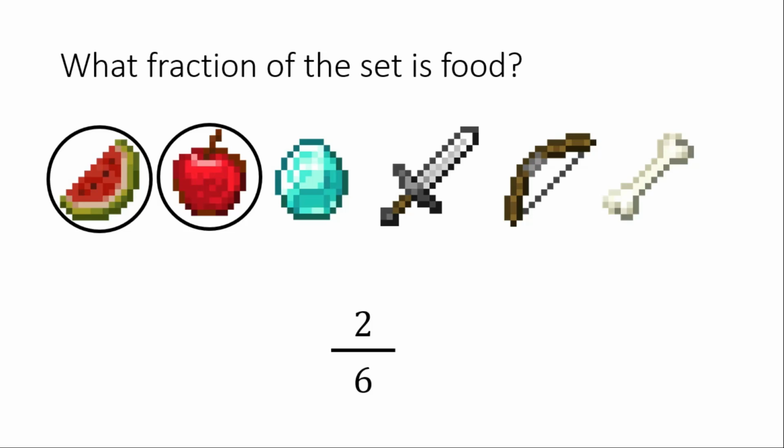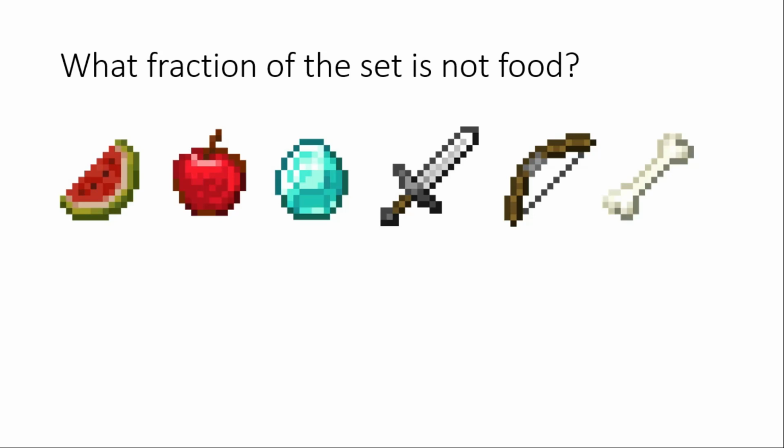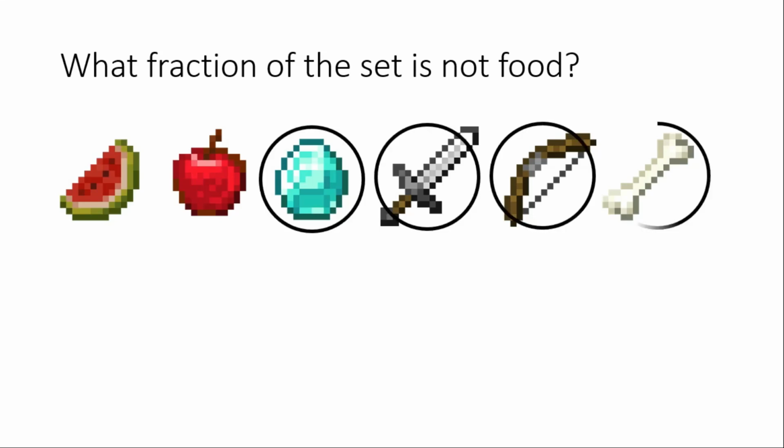Next question. This one says, what fraction of the set is not food? Well, should be easy enough. We just circle everything else. 1, 2, 3, 4. Okay, so there are 4 objects there that are not food. So let's make our fraction. Still 6 items altogether, and then 4 of which are not food. 4/6. Okay, next.